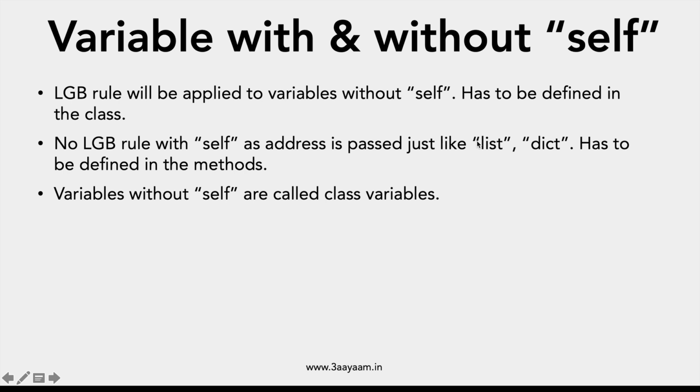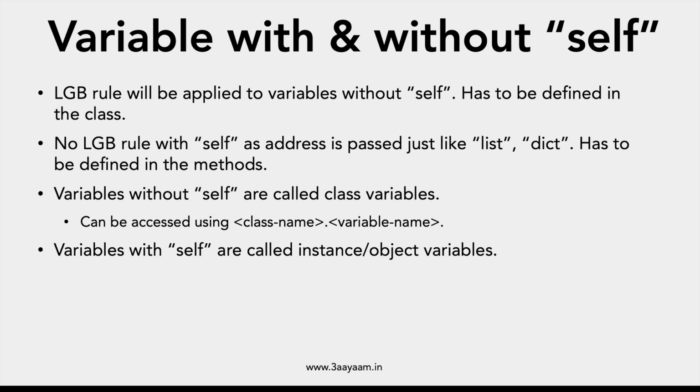Now these variables without self are called class variables, and we access them using the class name dot the variable name. So there should not be any self here. And the variables with self are called instance variables or object variables, and they are accessed using self dot variable name. Now let me show you the practical usage with some hands-on.